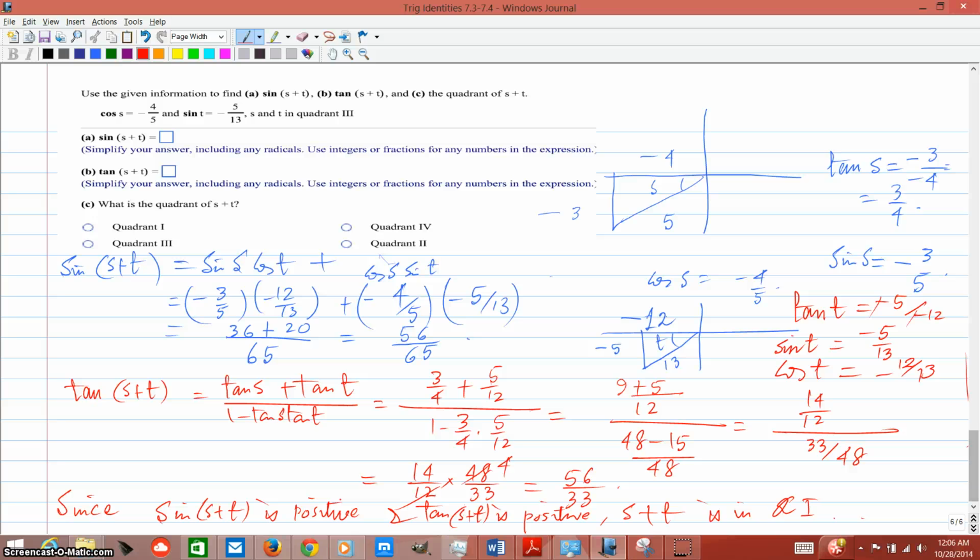It's given cosine s and sine of t. These two are given information. Based on that, and s and t are both in quadrant 3, you always make separate triangles to label the sides, and from that you can find your sine, cosine and tangent and utilize the identity to expand, and you will have the final answer. Hope this helps.